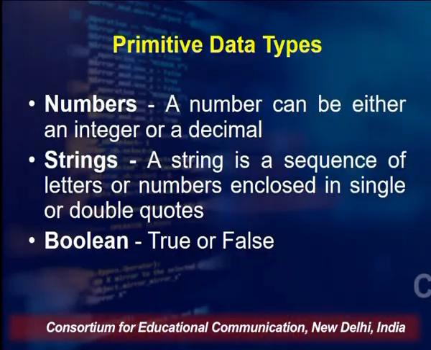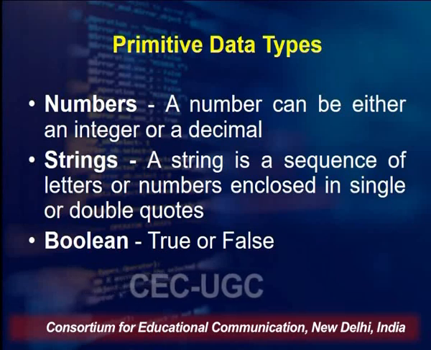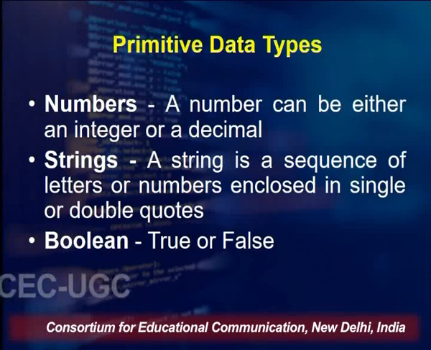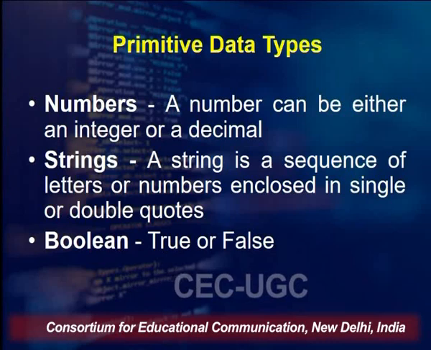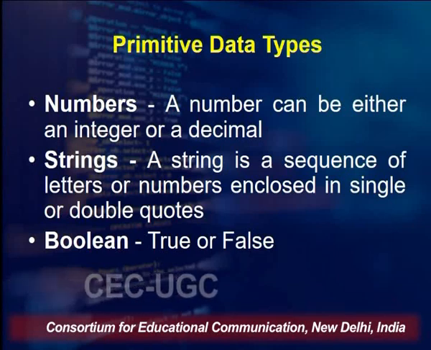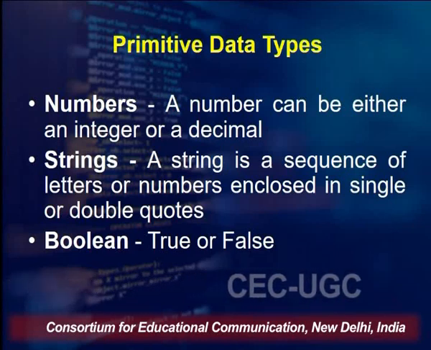Okay. Then numbers, of course, we have discussed that in the numeric data type you can give an integer or a decimal value. In strings you can give a sequence of letters, or even numbers, which are enclosed in single or double quotes. And then of course you have certain variables which you identify as boolean, like true or false. For example, married or not. That is a boolean variable which can have only two states, either yes or no, either true or false.